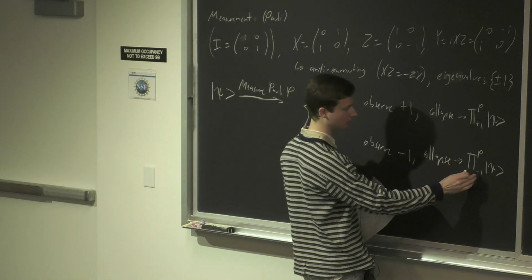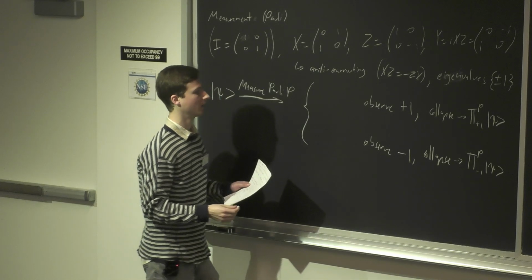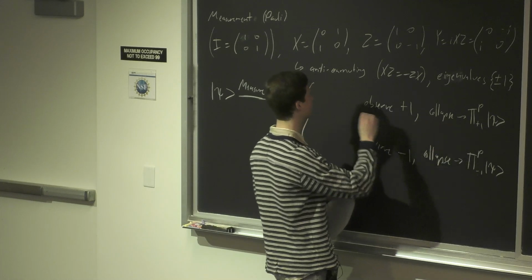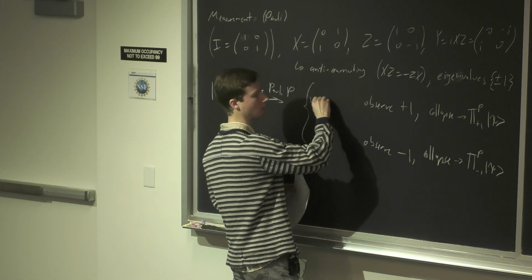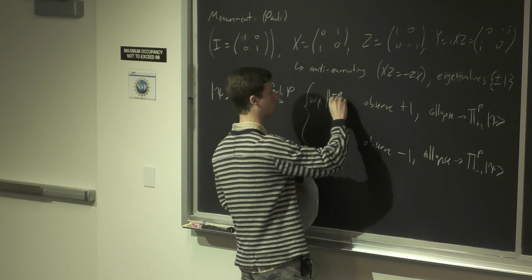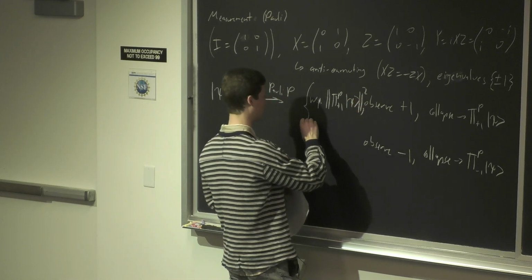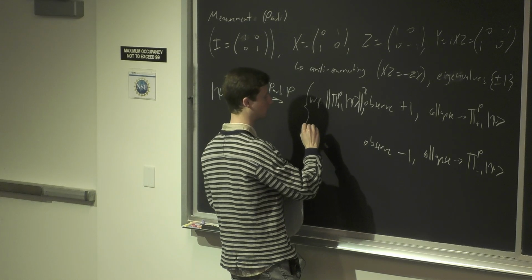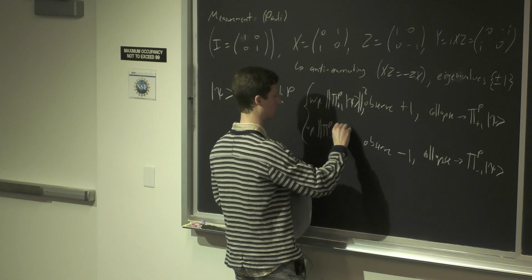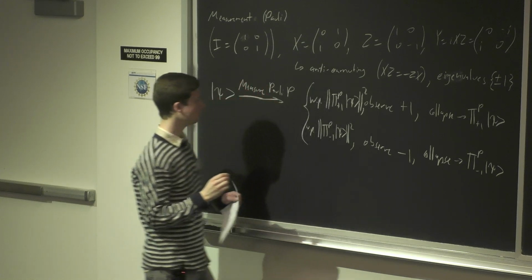So by pi p -1, I just mean the projector onto the -1 eigenspace of the Pauli p. And the probability for these two events is actually the square of the norm of the collapsed state. So the probability of observing +1 is the square of the norm of the projection onto the +1 eigenspace of p. And the chance of observing -1 is the square of the norm of the projection onto the -1 eigenspace of p.